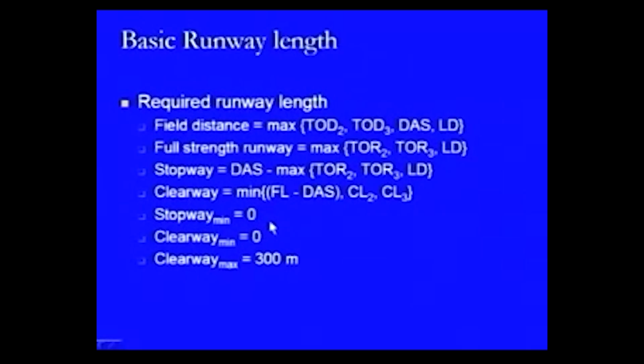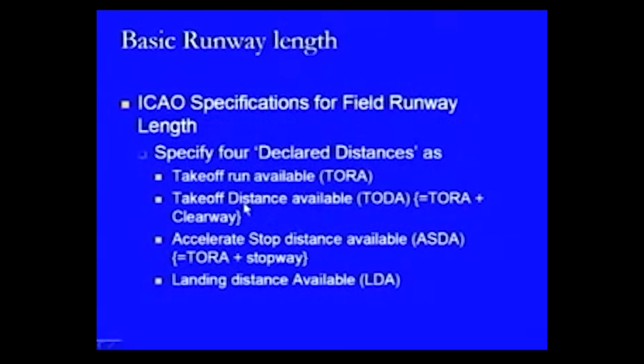In this case, the stopway minimum will be 0, the clearway minimum will be 0, where the maximum clearway can be 300 meters. Now, we come to the ICAO specifications for field runway length, and it specifies 4 declared distances: takeoff run available, known as TORA; takeoff distance available, that is TODA, which is TORA plus clearway; accelerate-stop distance available, that is ASDA, which is TORA plus stopway; and landing distance available, termed as LDA.